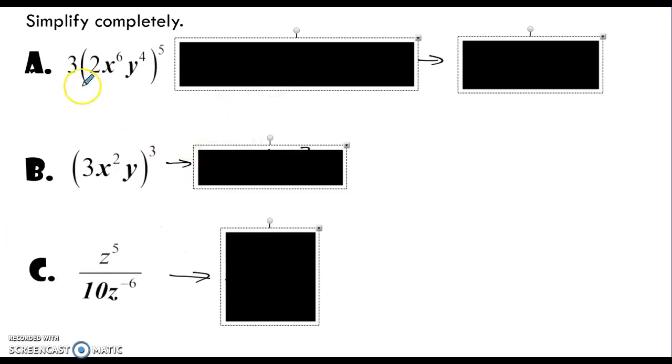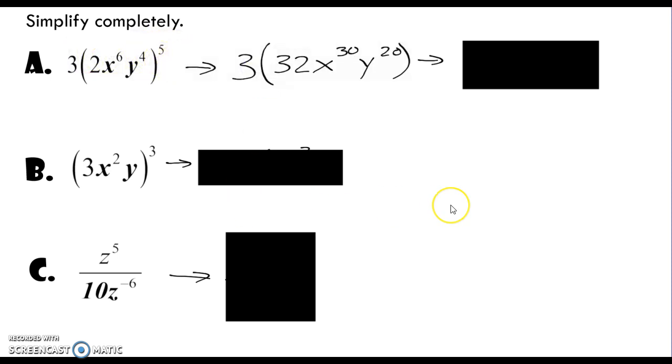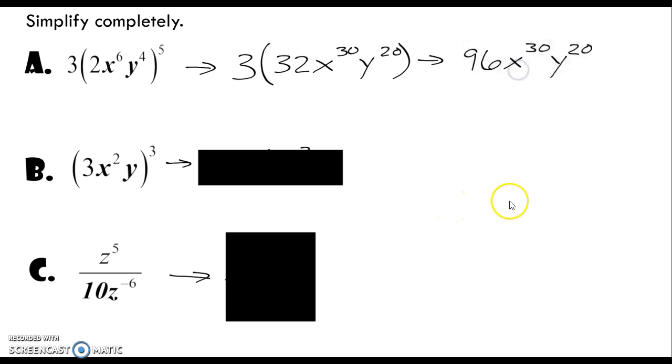All right, at this point I'd like you to hit pause and try the following problems, utilizing your exponent properties. All right, let's see how we did here. So first step, raise everything in the parentheses to the 5th power. Last step, multiply by 3.